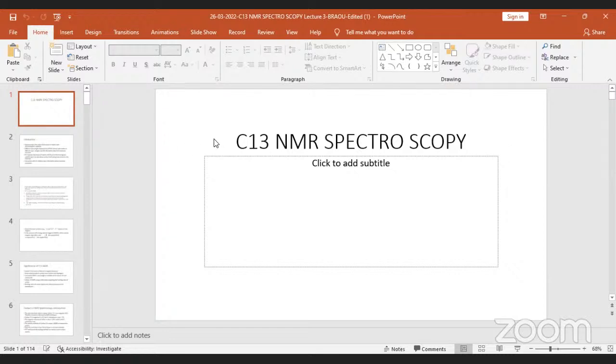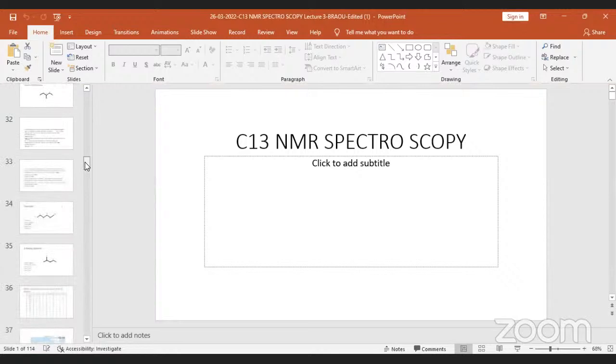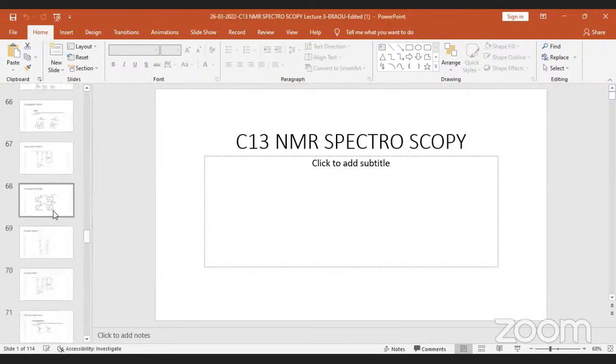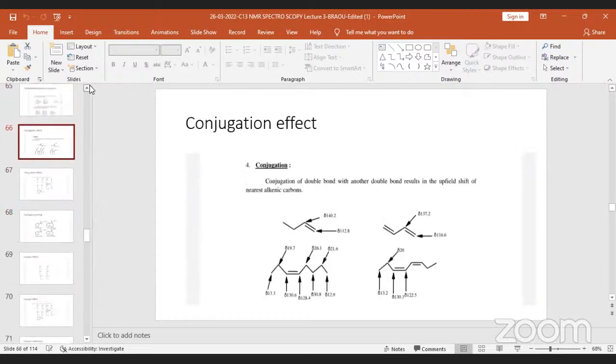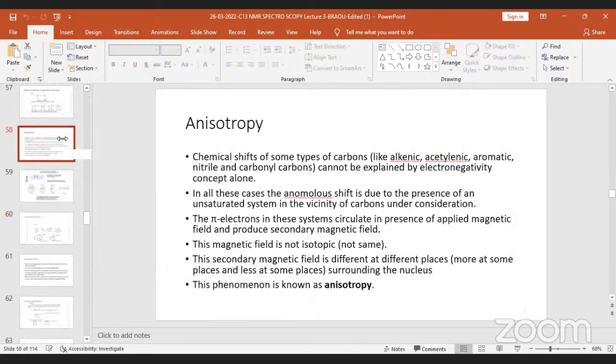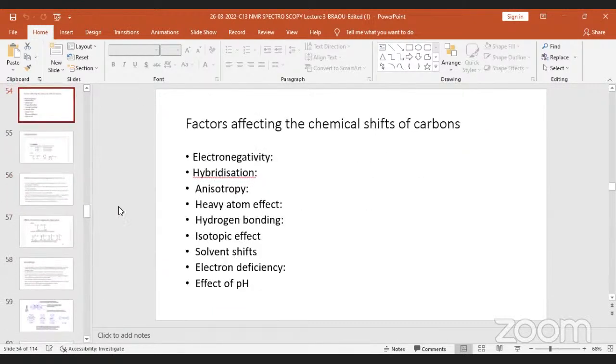Good afternoon, everyone. In the last class, we discussed the factors affecting chemical shift, and I think we completed it, but still I'll just revise the factors affecting chemical shift once again. The main factors affecting chemical shift of C13 nuclei are electronegativity, hybridization, anisotropy, heavy atom effect, hydrogen bonding, isotopic effect, solvent shifts, electron deficiency, and effect of pH. I'll go through it very fast because we've already discussed it. I just want to brush it up.